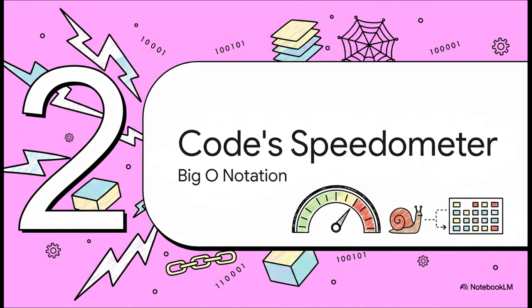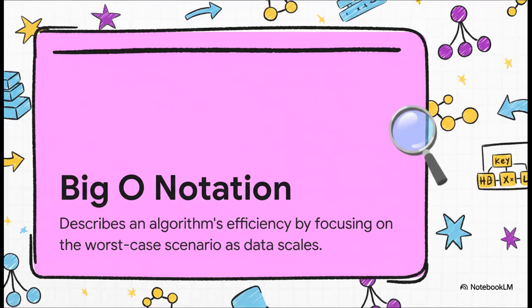Okay, so how do we even measure this? How can we talk about the speed of our code in a consistent way? Well, for that, we need a kind of speedometer. And that speedometer is called Big O notation. Again, don't let the name throw you off. Just think of Big O as a way to classify our algorithms based on how their runtime grows as the amount of data gets bigger. It's not about measuring in seconds or milliseconds. It's about the rate of growth. And, really importantly, it always focuses on the worst-case scenario, so we always know the absolute slowest our code could possibly be.